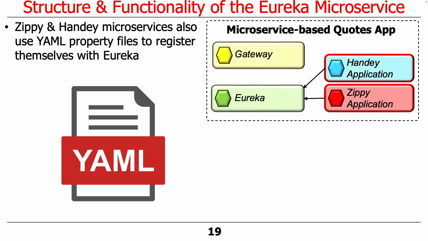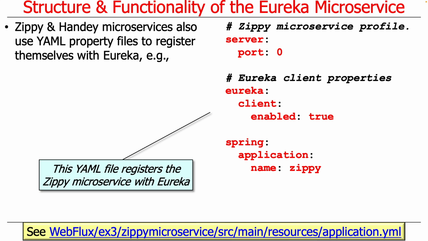And then the Zippy and Handy microservices also have YAML property files to register themselves with Eureka. What we do here, as you can see, is we say, I'm the Zippy microservice. My port number is 0. That's a flag to Eureka to say, hey, Eureka, you allocate a port number for me. I'm not going to hard code it, which is nice. And then down here we say, I'm a Eureka client, and this is my name. I'm the Zippy microservice.